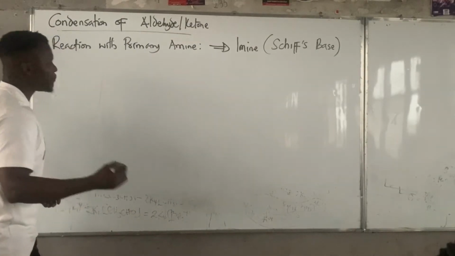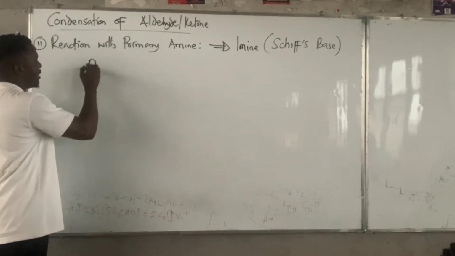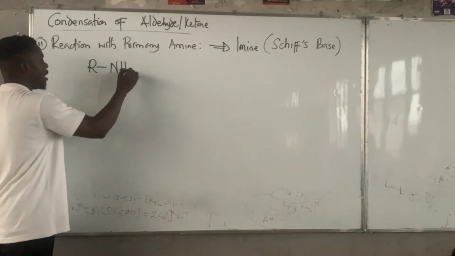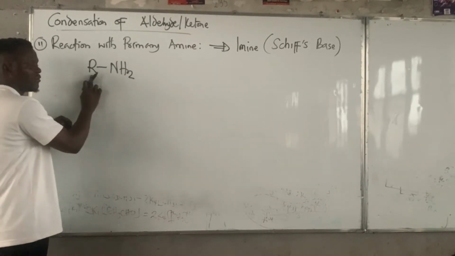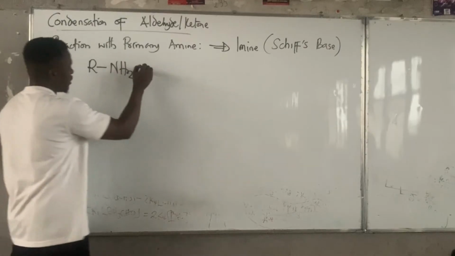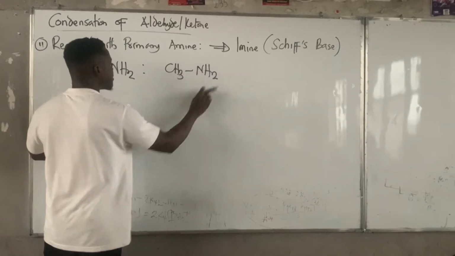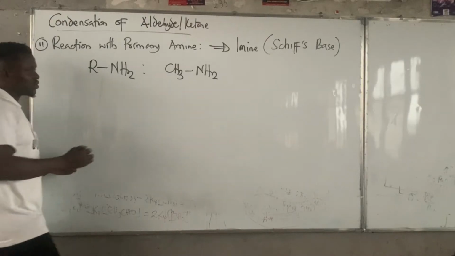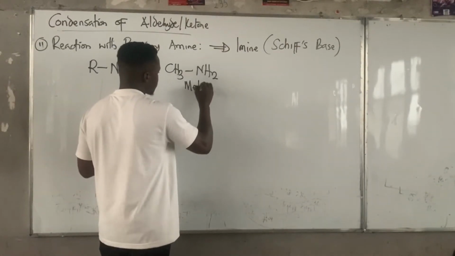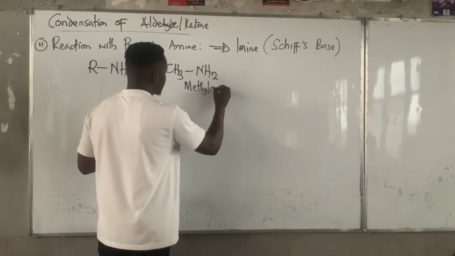Now, what is a primary amine? A primary amine has the general formula RNH2, where this R is an alkyl group. So we can have CH3NH2 as an example of this. So this is methylamine.